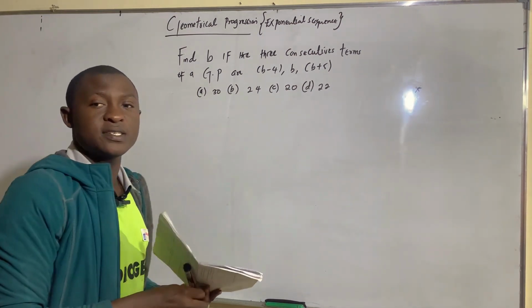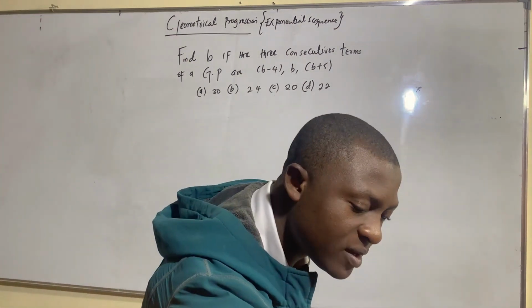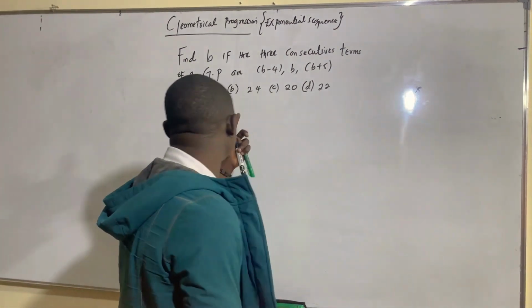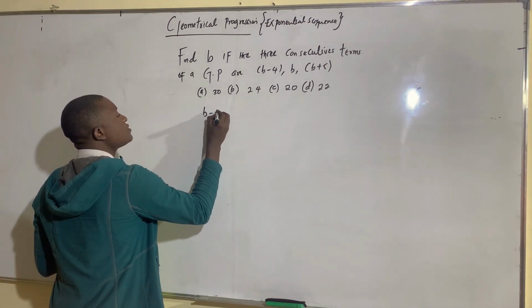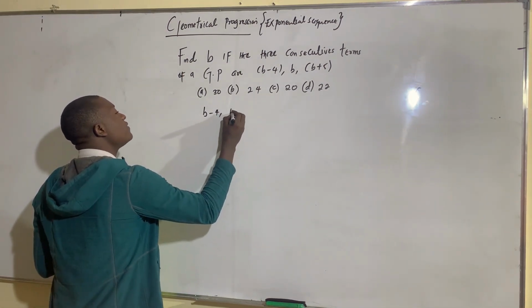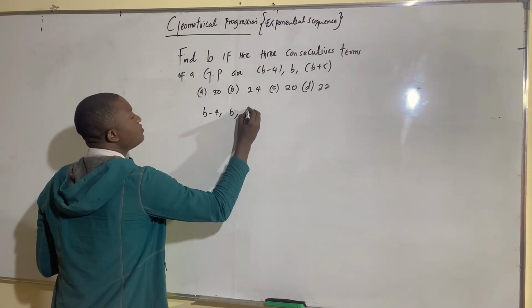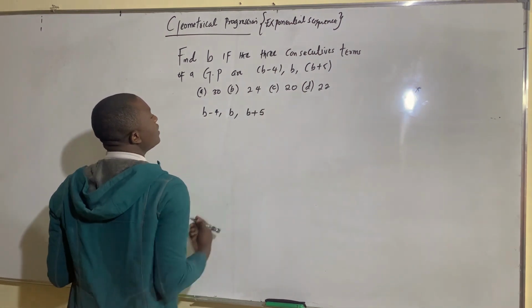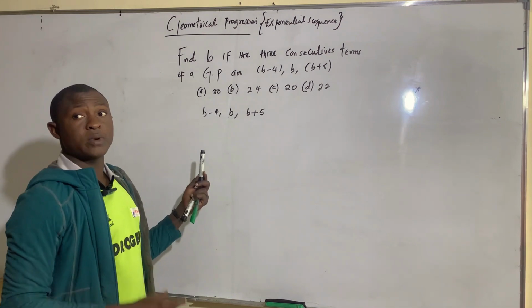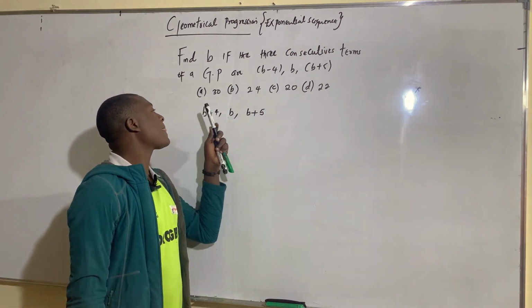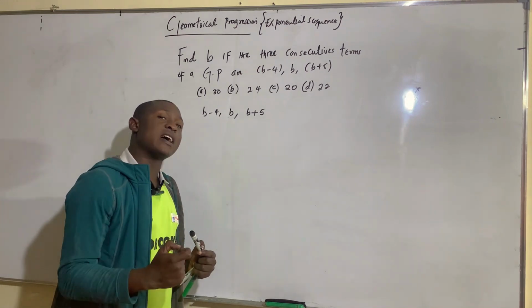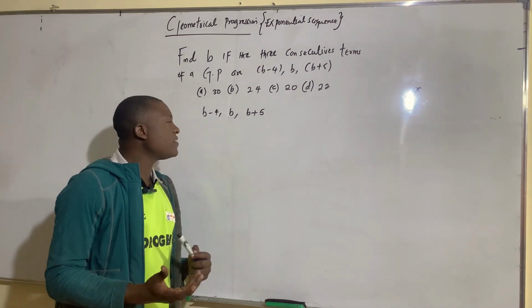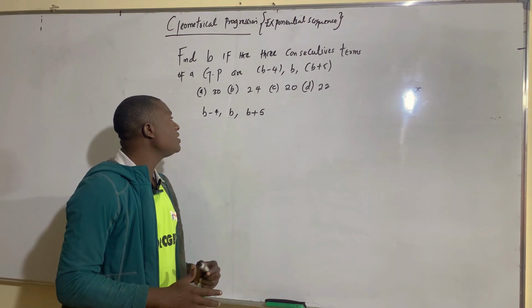So now we have to find the value of B. We follow the same process. Let's look at the terms we are given. We are given B minus 4 to be the first term, B to be the second term, and B plus 5 to be the third term. Just like the way we normally find our first term, this is the first term, this is the second term, and this is the third term. Each term is in terms of B, but it's very simple and straightforward. We follow the same process.